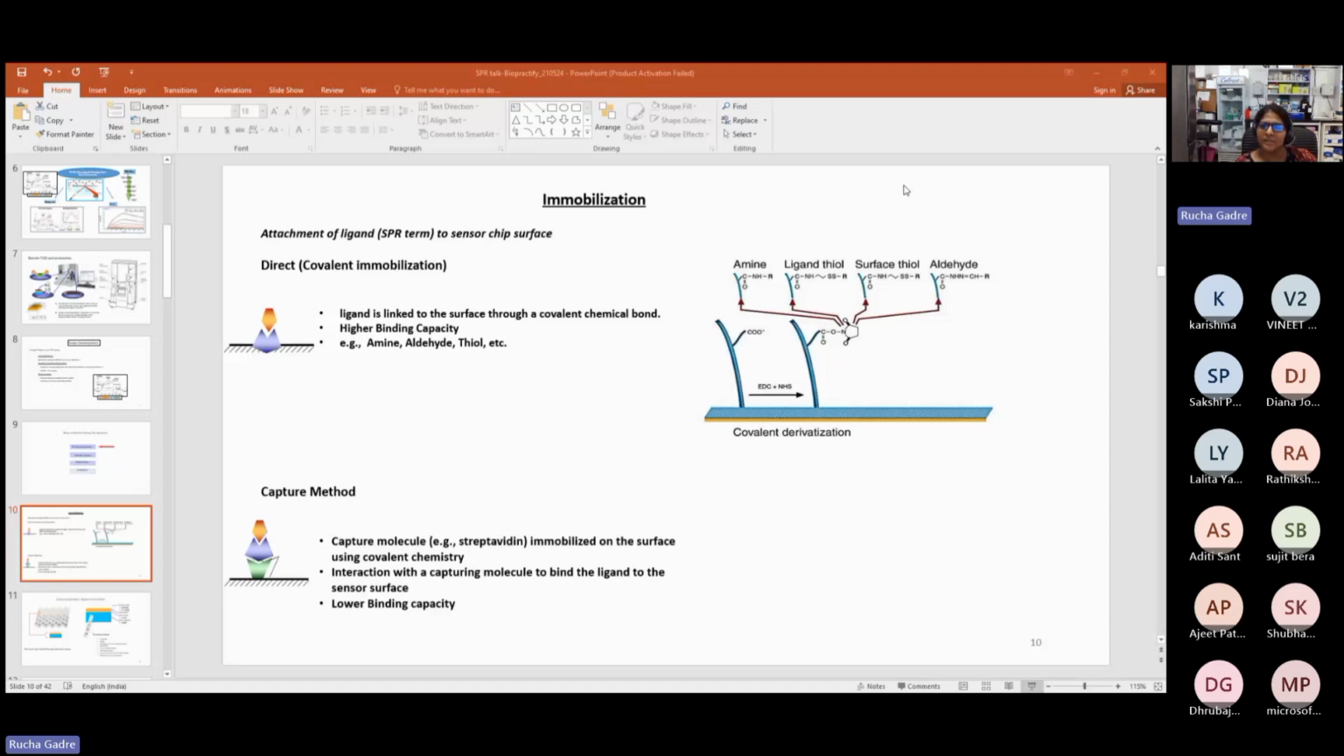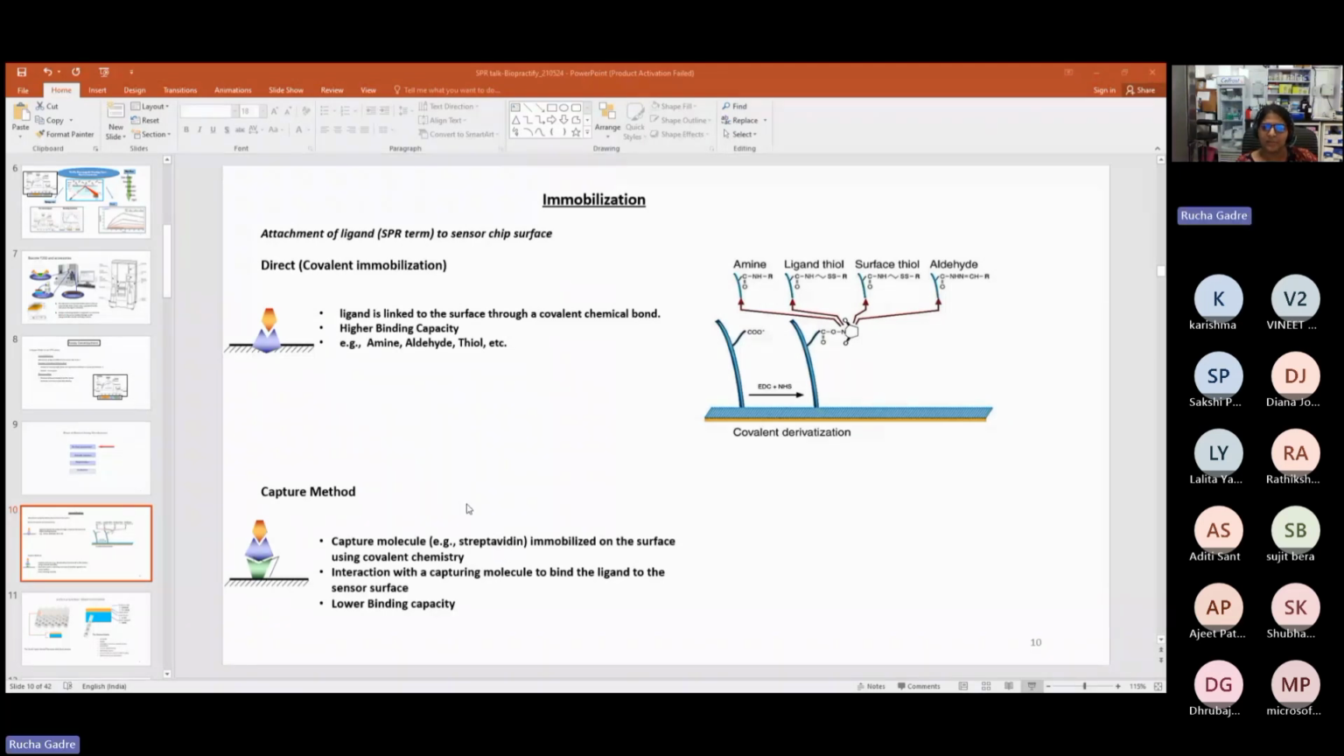For example, in the CM5 chip, carboxymethyl groups are attached, as in any CM series chip, that is, the carboxymethyl series. This carboxymethyl group is activated to bind to the amine group of our ligand for immobilization. So why the gold layer?